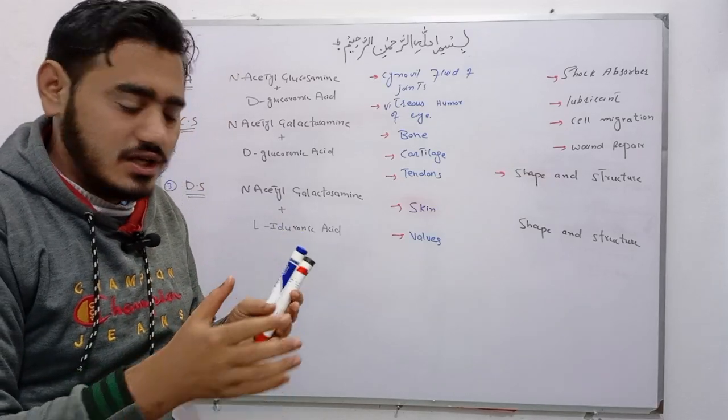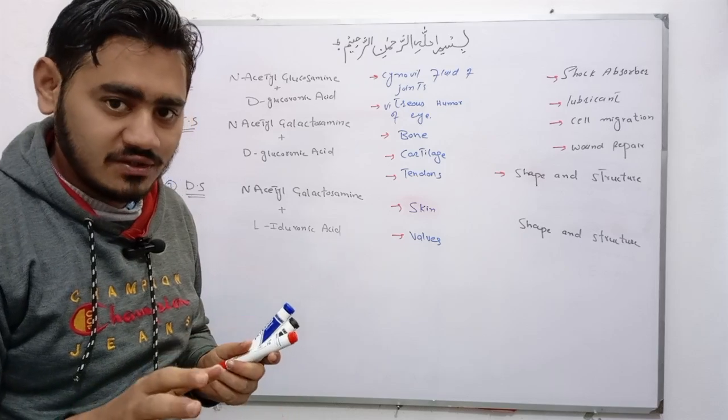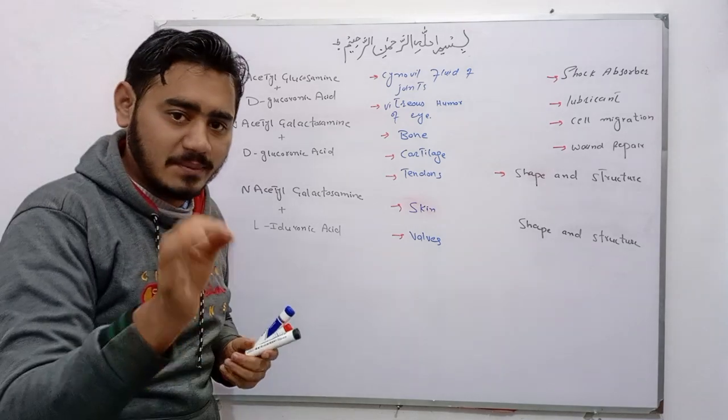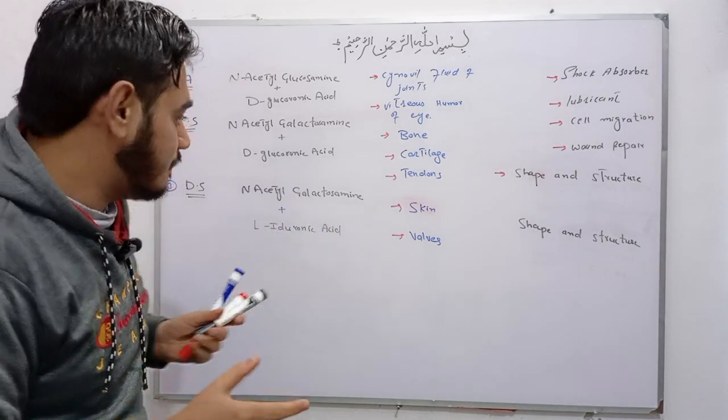So in this way, it is responsible for atherosclerosis. It is not a function, and you must remember this. Dermatan sulfate is responsible for plaque formation, and in this way it is very important in atherosclerosis.